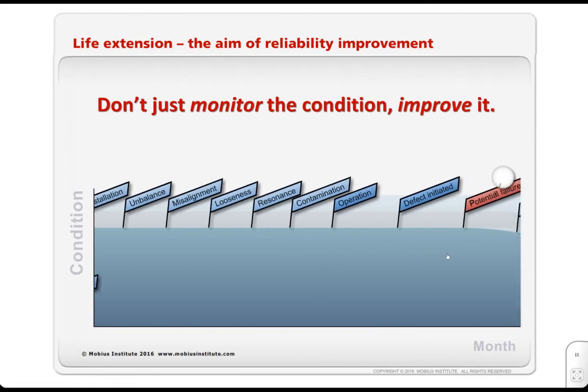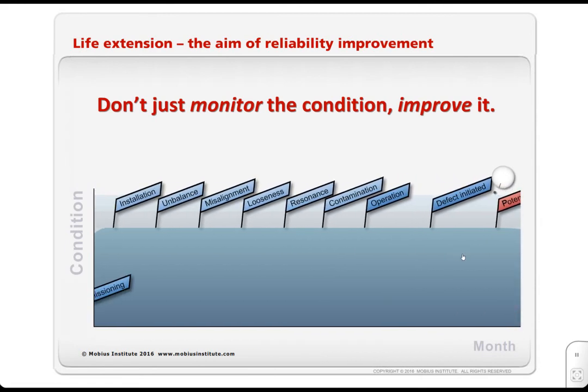But what if we detected this and eliminated it when the opportunity arises? I'm not saying, oh, there's a slight unbalance, let's stop the plant so we can balance that machine, but when the opportunity arises because some other repair is being done or there's another shutdown, we go ahead and make sure we eliminate those problems.